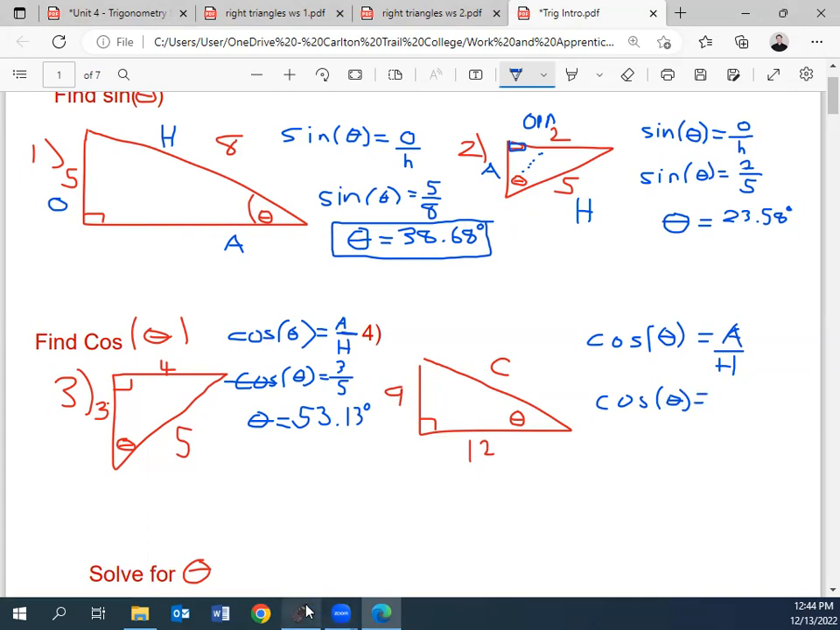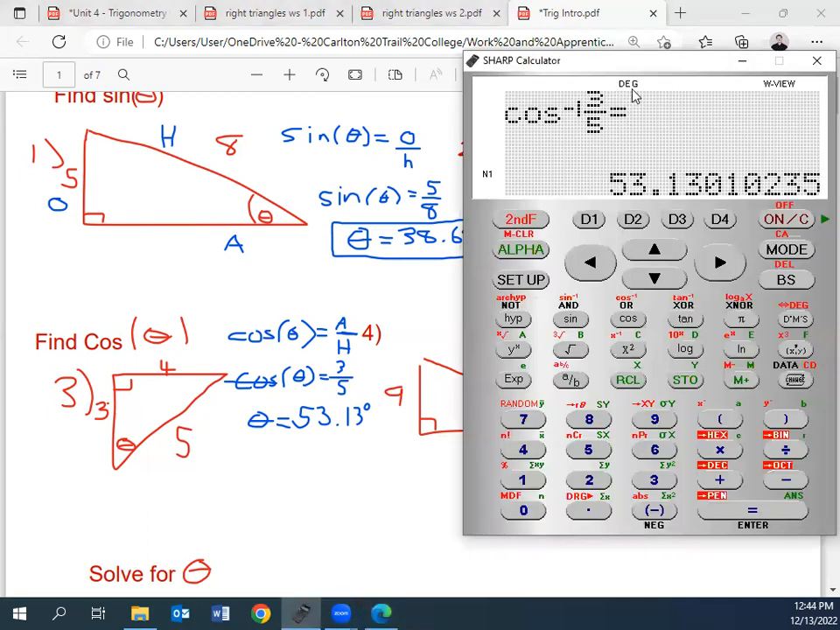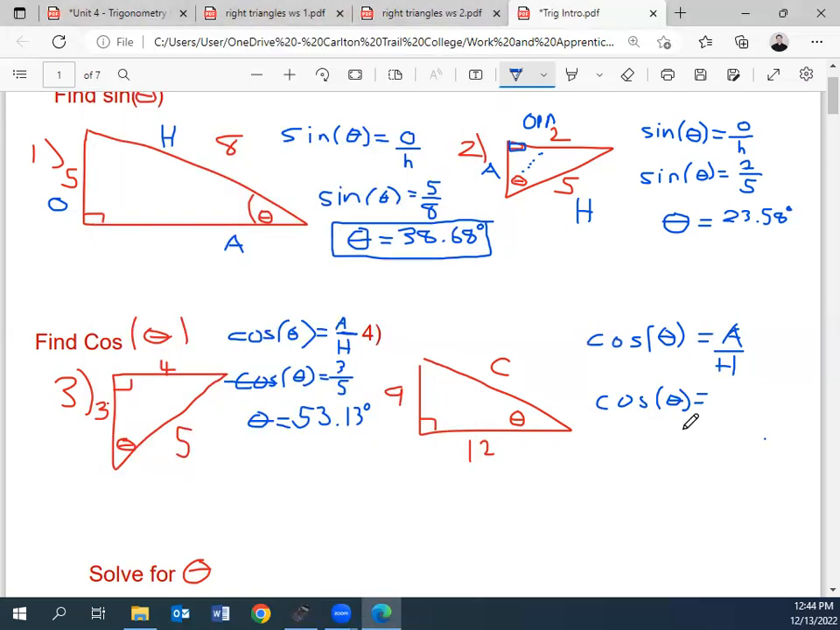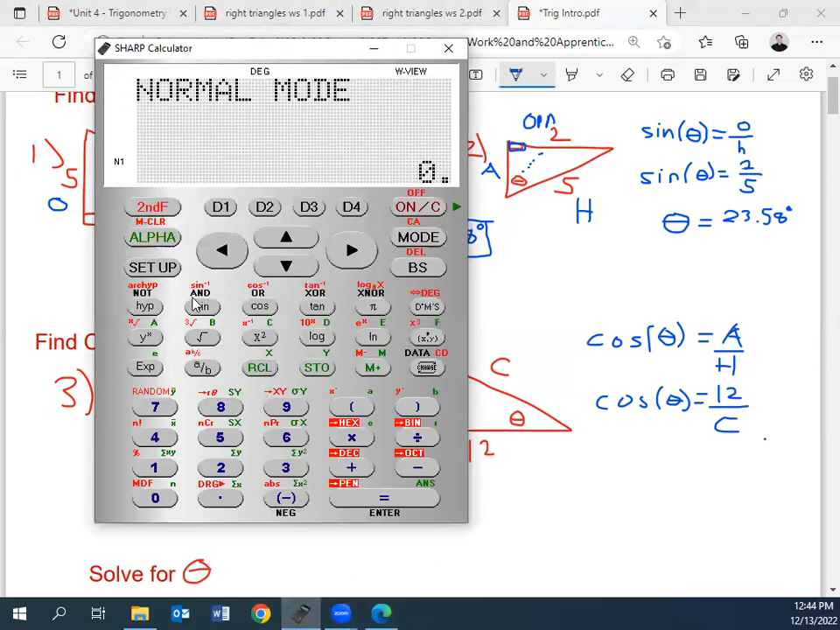Ooh, so how'd you get that? So you did cosine of that is 12 over 9. So you're saying the adjacent's 12. You're right, technically it would be over C here. So that's the reason you got your error there. But there's no C button on here, right?